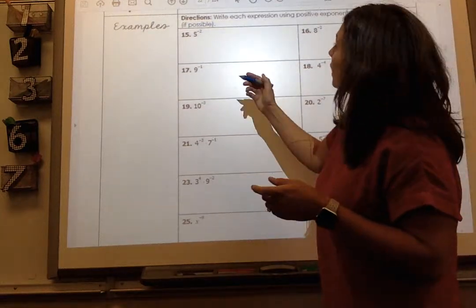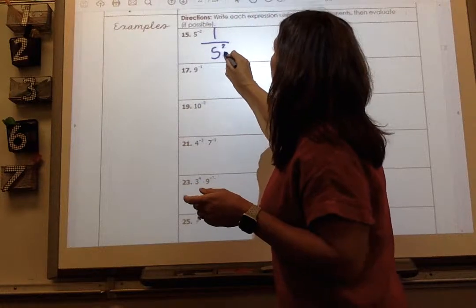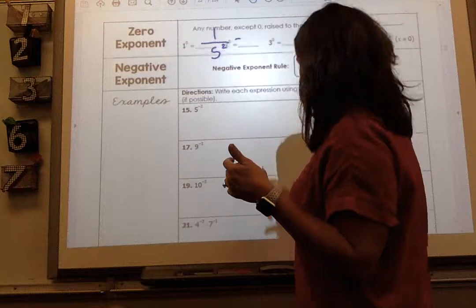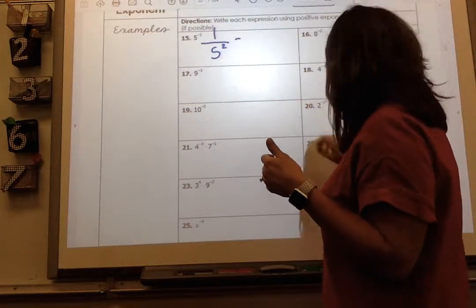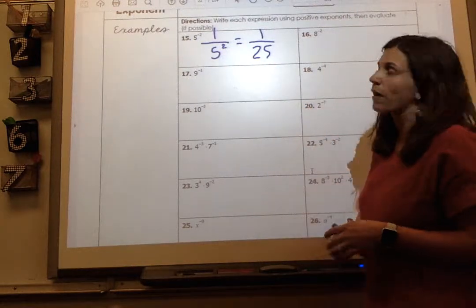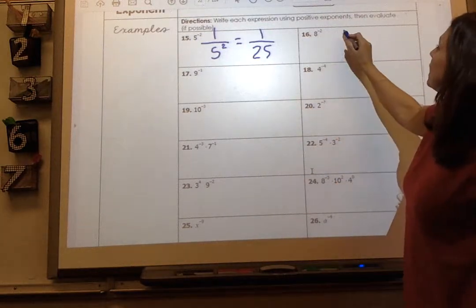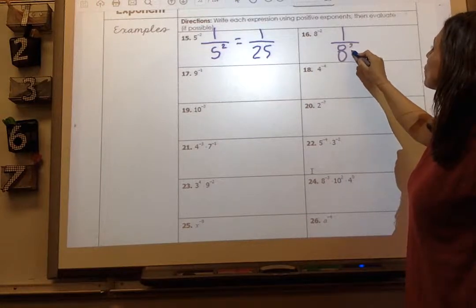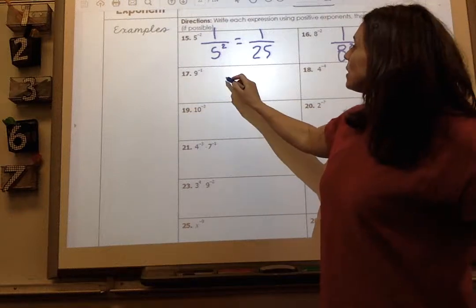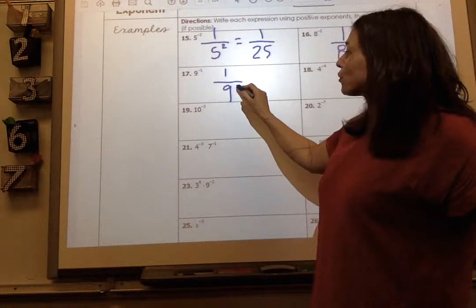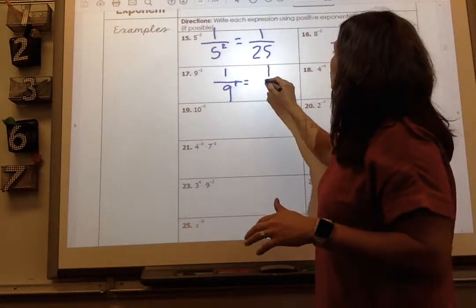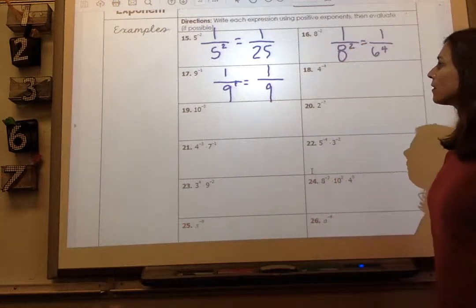Number 5 is 1 over 5 squared. So let's scroll back up. And so really, this is equal to 1 over 25, because 5 squared is 25. If we take a look at number 16, it's 1 over 8 squared, which is 1 over 64. Number 17 is 1 over 9 to the first power, but I'm not going to write 9 to the first power because that's redundant. So I just put 1 over 9, and that's my final answer.